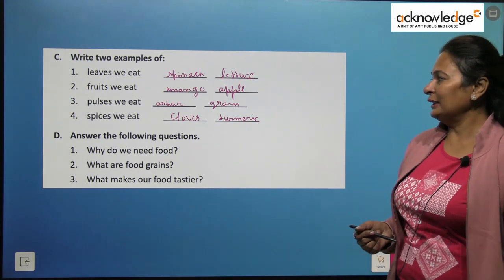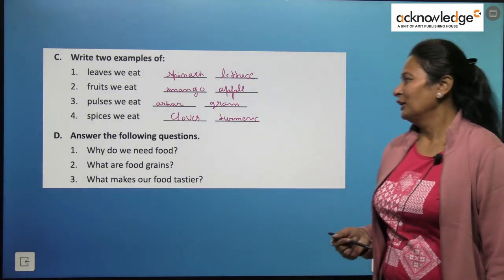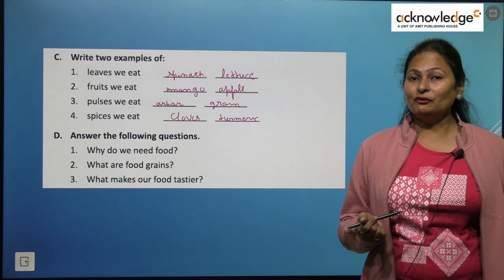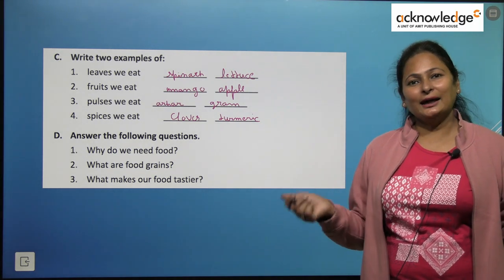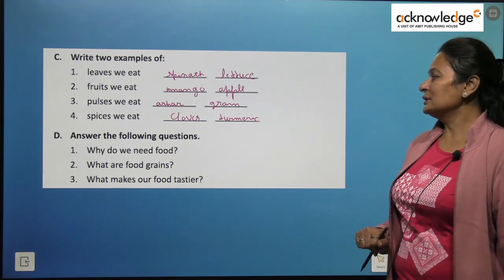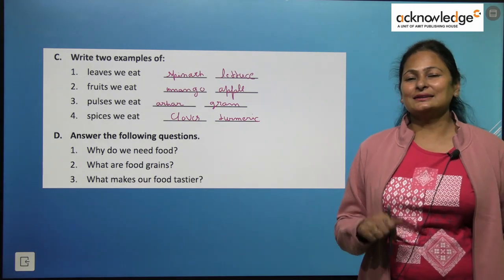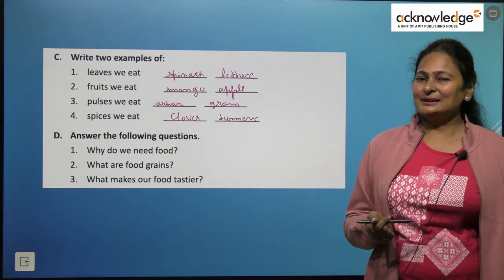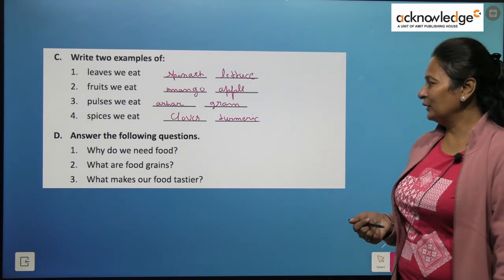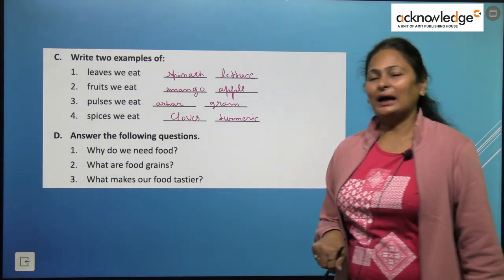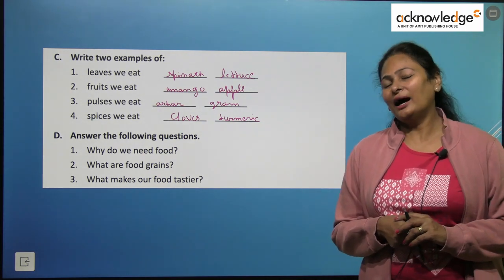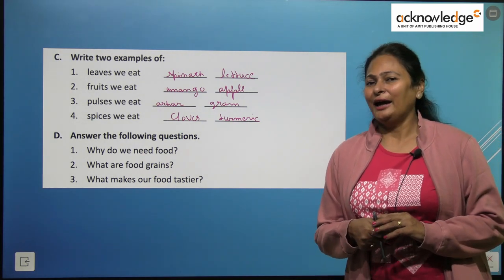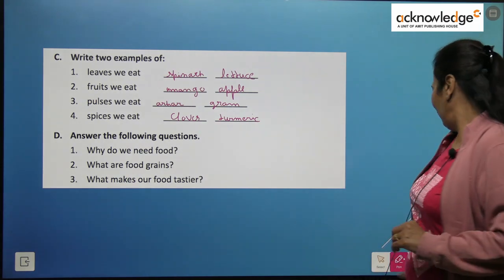So question number D. Answer the following questions. First is, why do we need food? We need food to stay alive, to stay healthy and to grow. What are food grains? Cereals and pulses are called food grains. What makes our food tastier? That we know. Spices make our food tastier. Have you understood, kids? Very good.